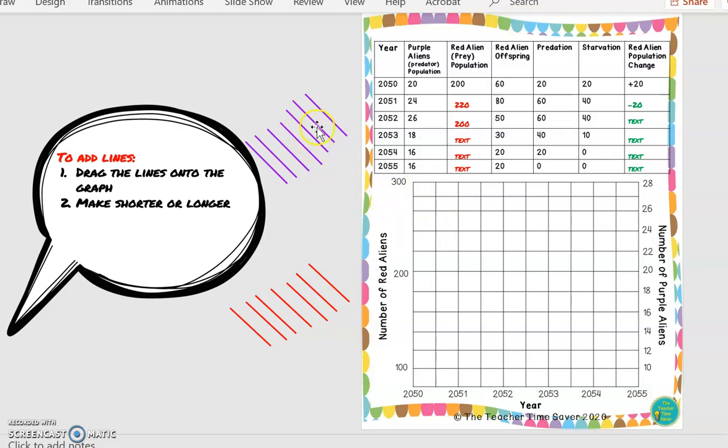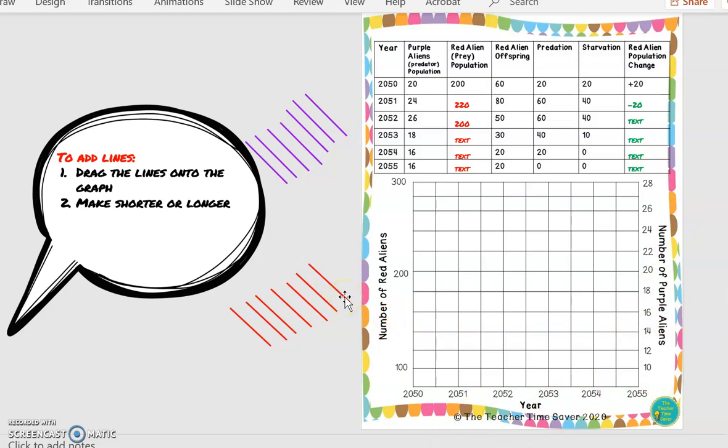To graph it, you'll notice bluish lines and red lines. We're going to graph our red alien population in red, and the purple aliens in this bluish purple color here. So let's look at red. Notice the number of red aliens is on this axis, and the years over here, and then we have purple aliens over there. So let's start with red.